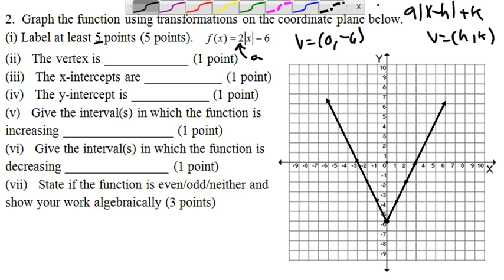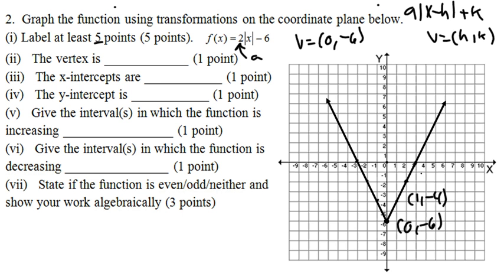All right, so we plotted our 5 points, but let's actually now label them. So that's 0, -6. That would be 1, -4. And this would be 2, -2. And now I'll go to this side. Now, it doesn't matter. I just said 5. As long as you label 5, you're good to go.